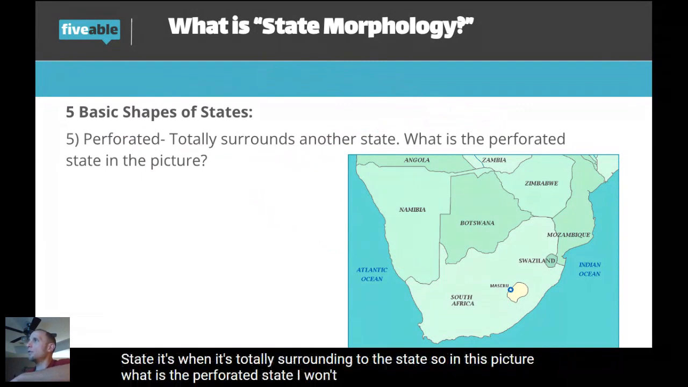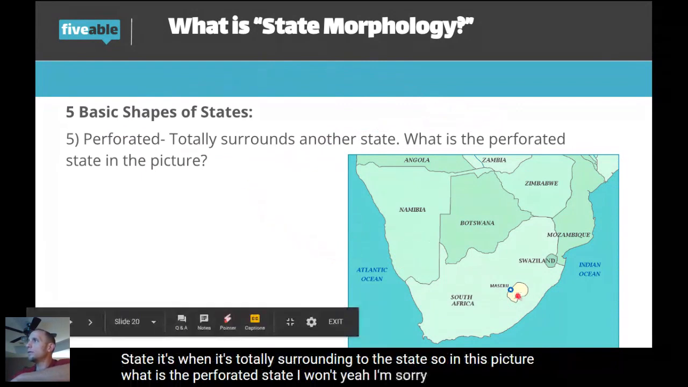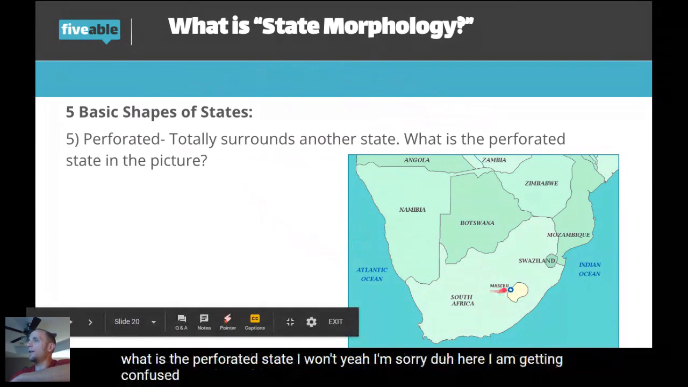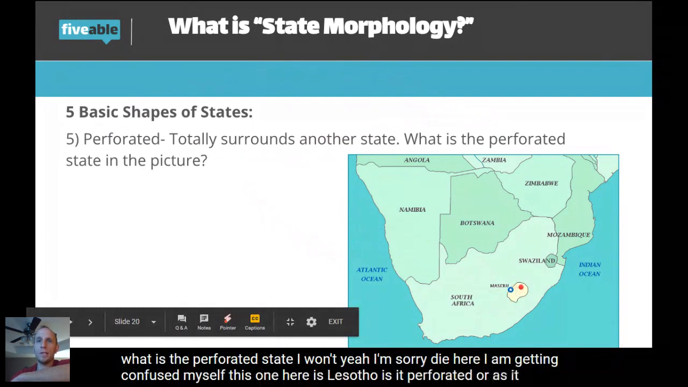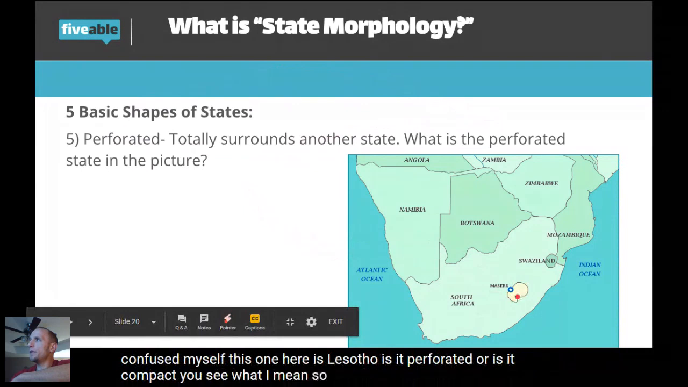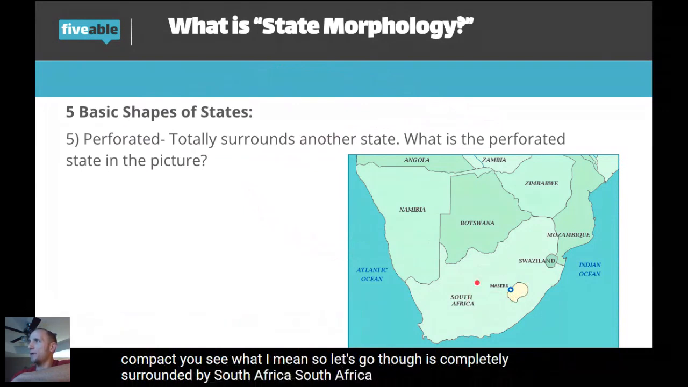It's not actually labeled. Oh, yeah, it is. I'm sorry. Here I am getting confused myself. This one here is Lesotho. Is it perforated or is it compact? You see what I mean? Lesotho is completely surrounded by South Africa. South Africa is the perforated state.